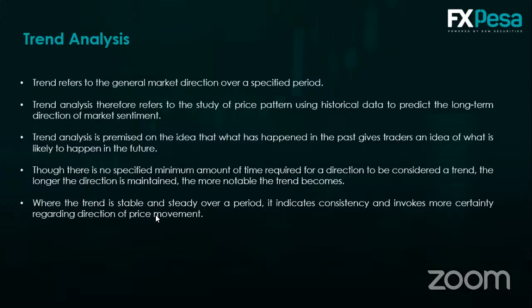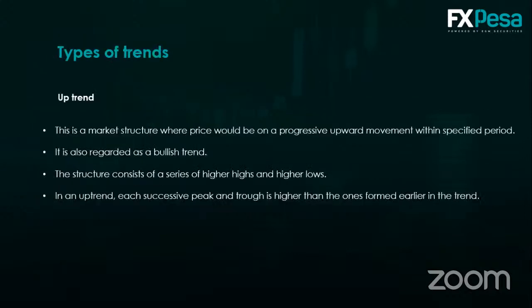Where the trend is stable and steady over a period, it indicates consistency and invokes more certainty regarding the direction of the price movement. So when it comes to the types of trends, there are three types of trends.